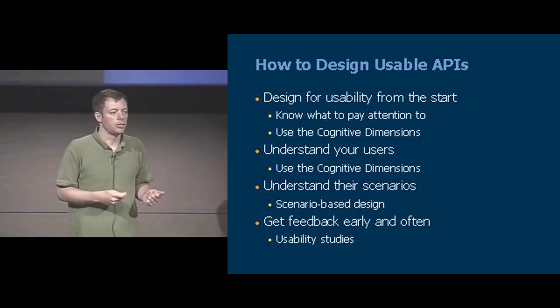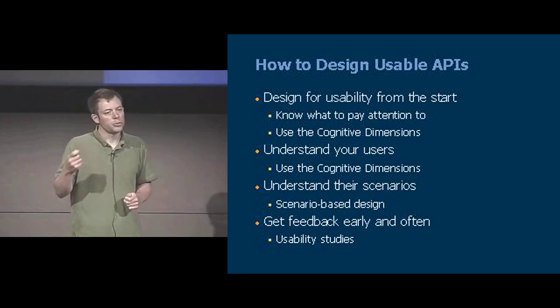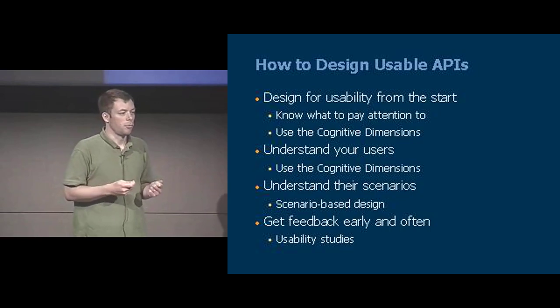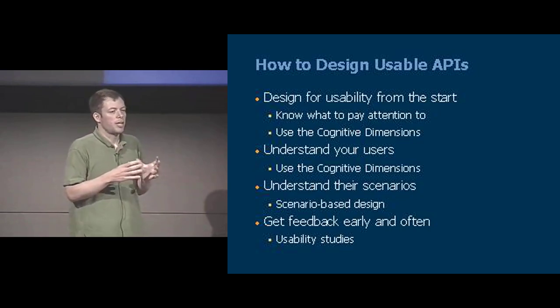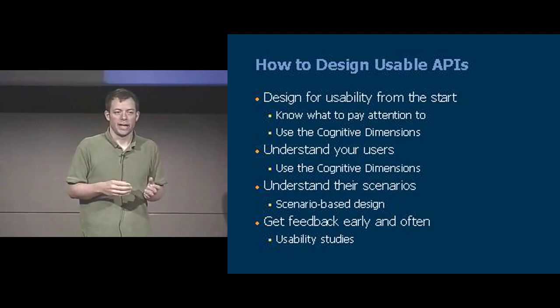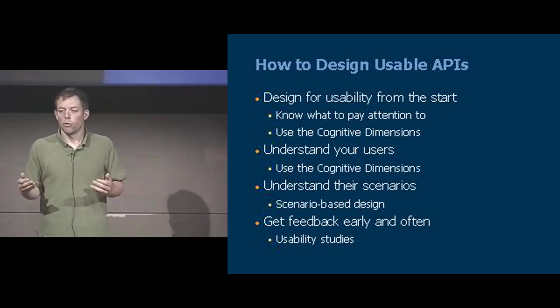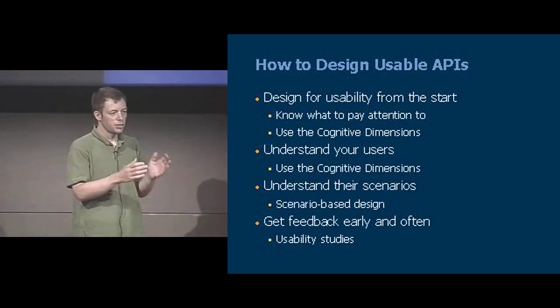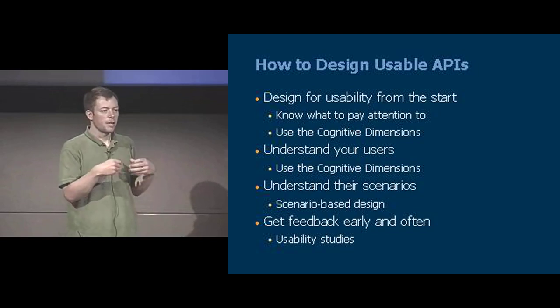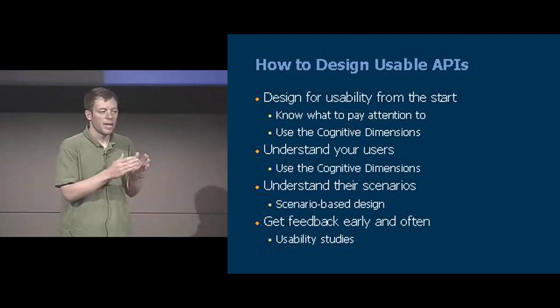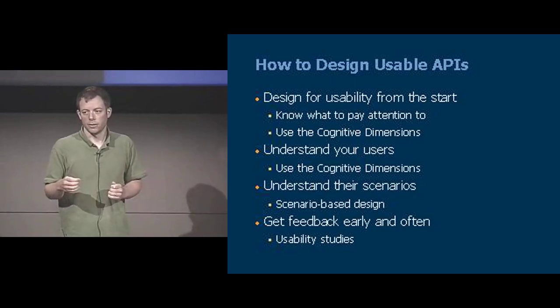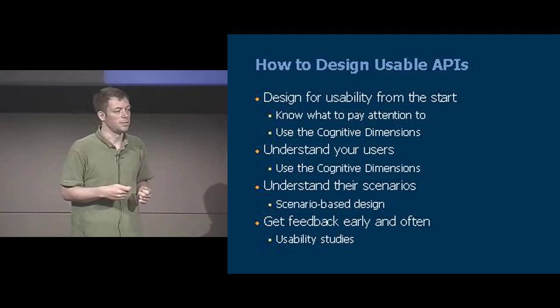What do you have to pay attention to? This is where the Cognitive Dimensions framework comes in. The Cognitive Dimensions framework describes 12 different aspects of an API that together help define what it means for an API to be usable. So with these 12 aspects, with thinking about these 12 different dimensions, you pay attention to those as you proceed. And I'll talk in more detail in the next few slides about what that actually means.